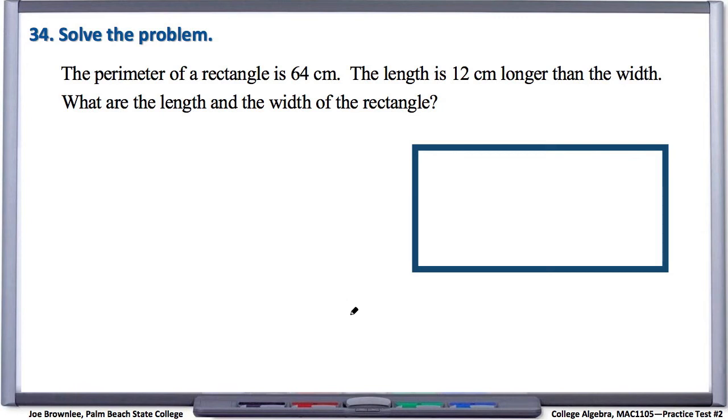All right, number 34, solve the problem. We're told the perimeter of a rectangle is 64 centimeters. The length is 12 centimeters longer than the width. What are the length and the width of the rectangle?